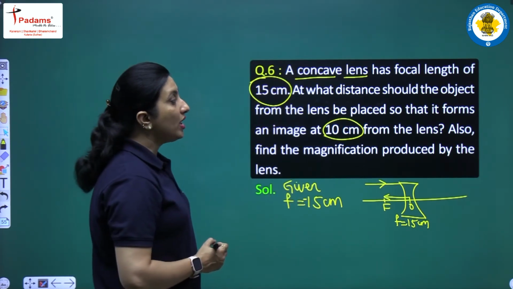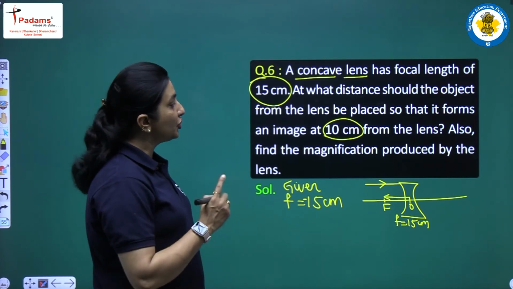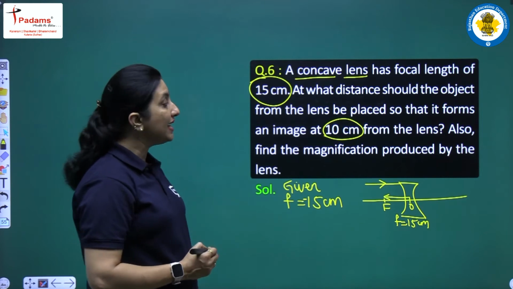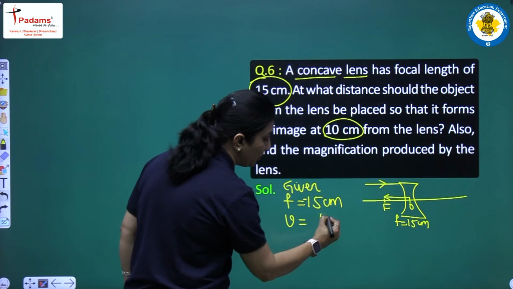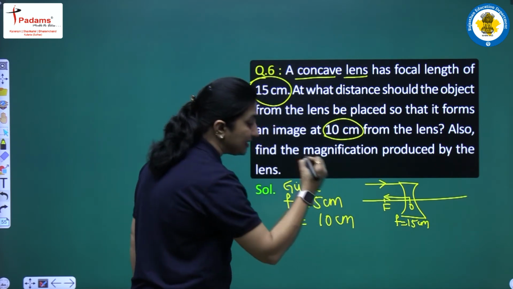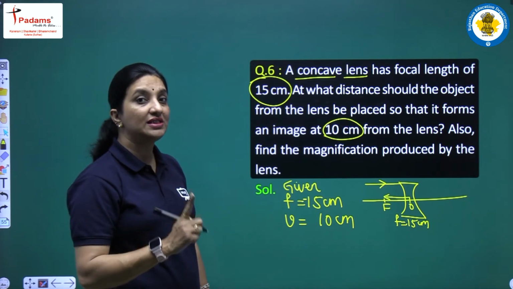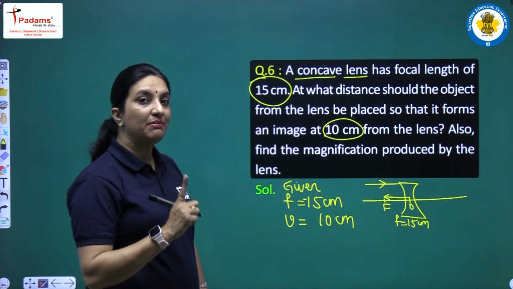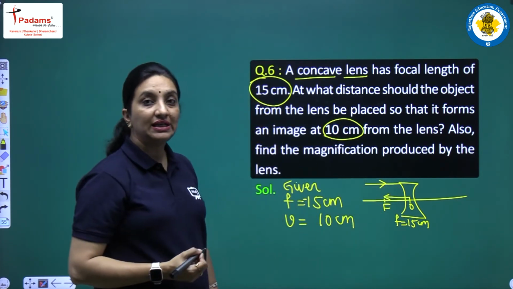Then, at what distance should the object from the lens be placed so that it forms an image at 10 centimeters? Now the image is given to be at 10 centimeters. Now in case of concave lenses, we know that all the images are formed on the left side of the lens.